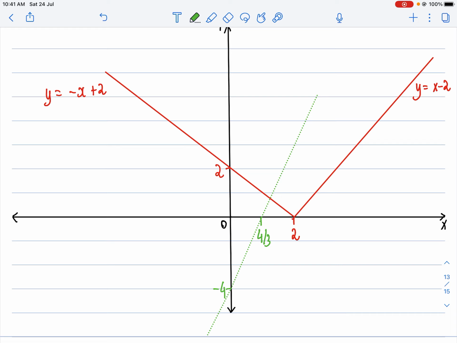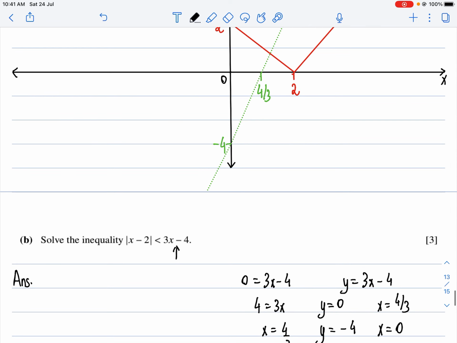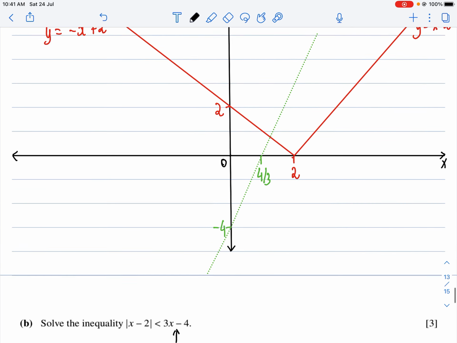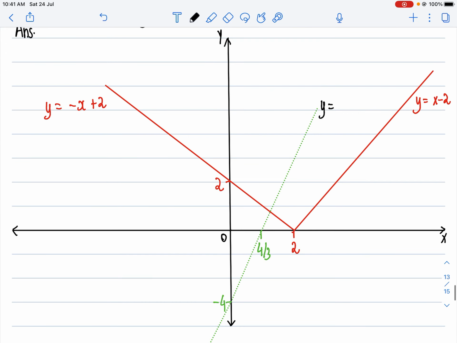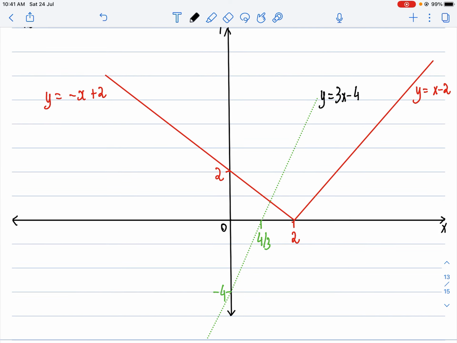Now you can see there's one point of intersection here. So you need to calculate the POI, the point of intersection. For that, you can see that this line here is y equals 3x minus 4. Correct? Write this with pencil also. So you can see there's one point of intersection here, which is y equals 3x minus 4 intersecting with minus x plus 2.